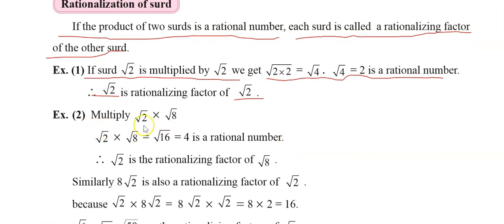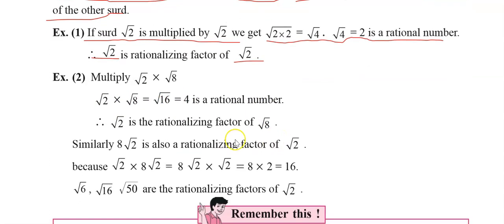Next is to multiply root of 2 into root of 8. Now this is again simple. Both of them have the same order, and it can be written in a single radicand. That is 2 into 8, which is 16, and root of 16 is equal to 4, which is a rational number. Therefore, we say that root 2 is a rationalizing factor of root 8. Similarly, root 8 is also a rationalizing factor of root 2, and so on.